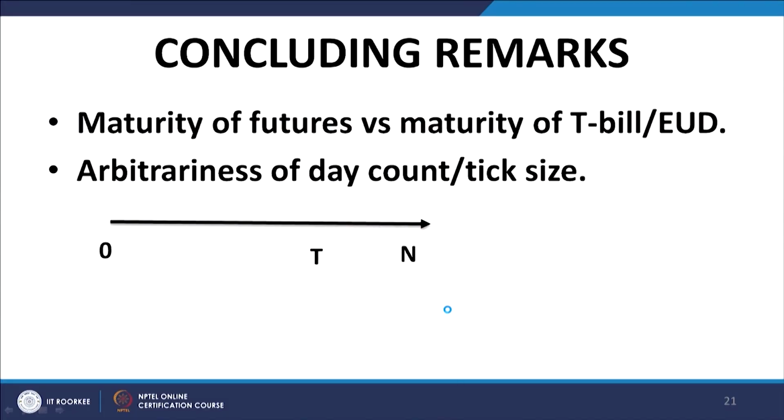Now, before we conclude the discussion on futures, there are 2 important things that I would like to emphasize or recap or reiterate. Number 1 is the maturity of futures versus maturity of the T-bill or the euro-dollar deposit, as the case may be. You see, maturity of the futures relates to the period 0 to T. At the point T, a particular instrument is delivered and that instrument has a maturity of this period T to N. At N, the instrument will mature and you will get the face value of the instrument.